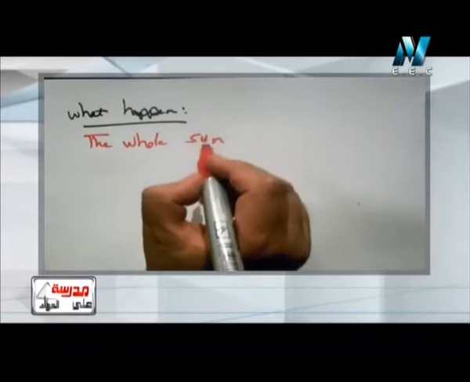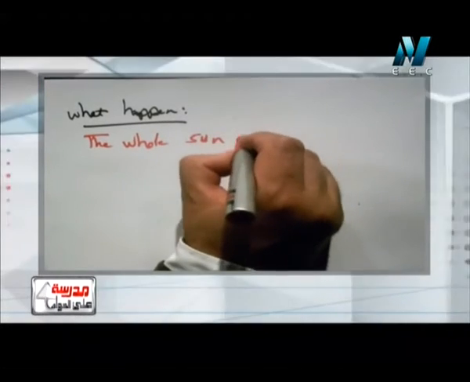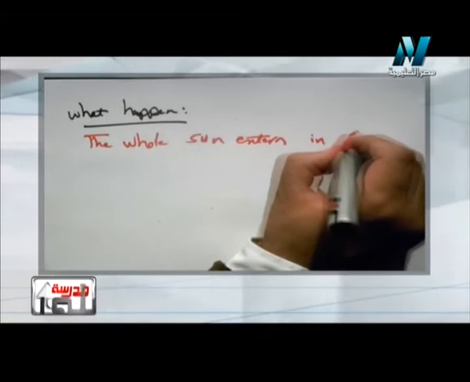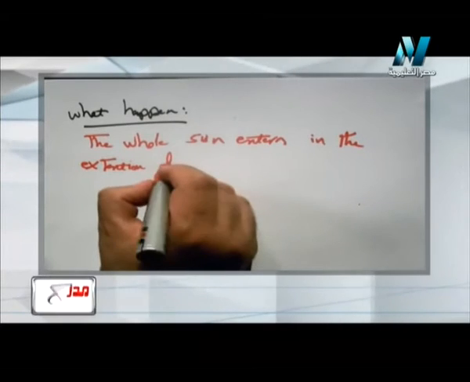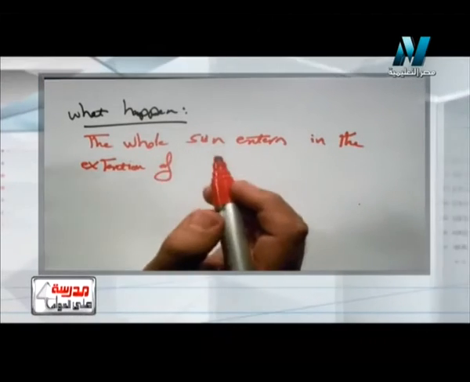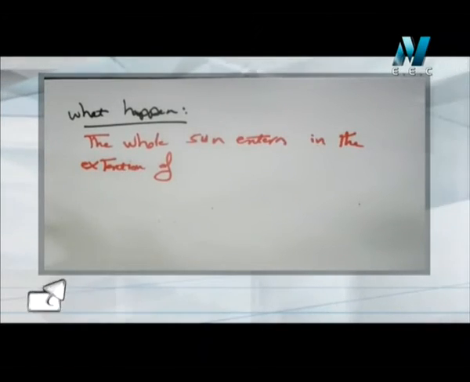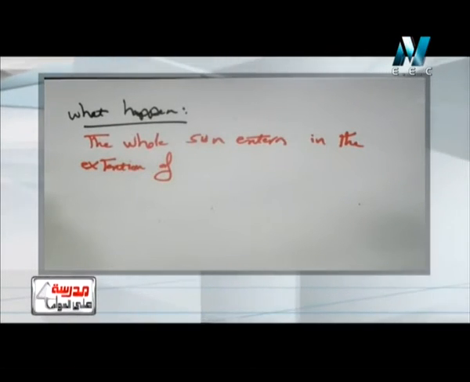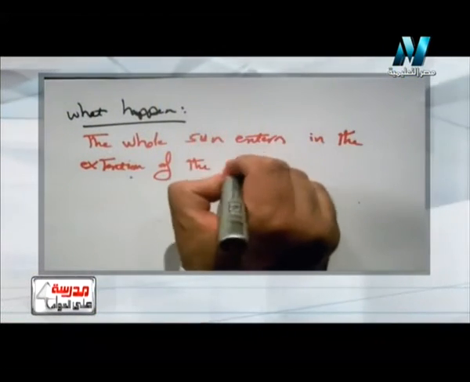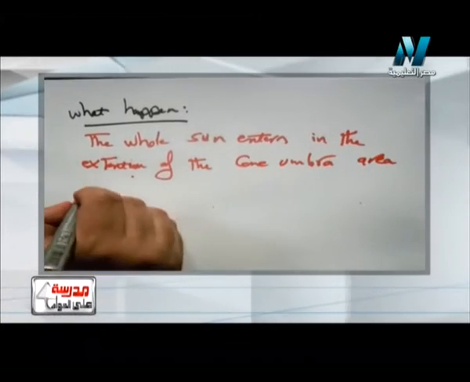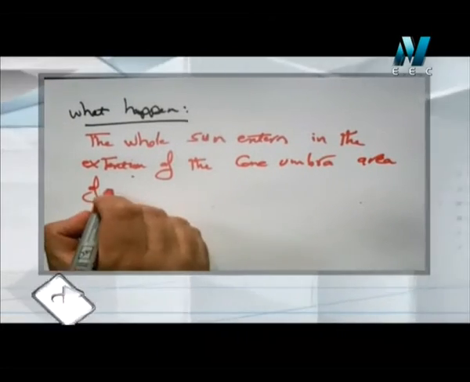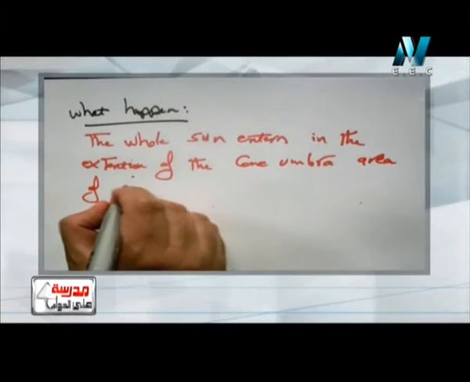I will write this question. What happens if the whole sun enters in the extensions of the cone umbra area? Maybe she means the sun is straight? No. We said that the sun is impossible to be in the extension. The moon or the earth will be in the extension. The cone umbra area of what? I can guess area of the moon.